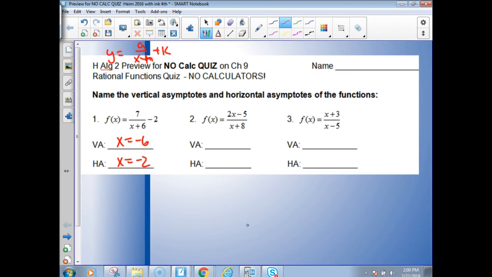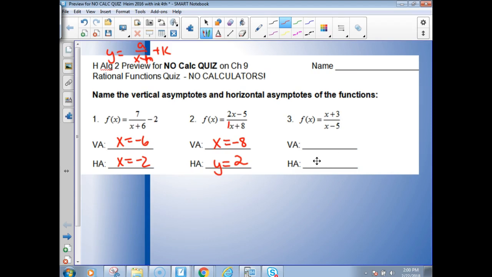Number 2, the rules for that's the kind where you got to know if it's top heavy, bottom heavy, etc. For that one, the numerator and denominator have the same weight. What makes the denominator 0 though is -8, so that's going to be your vertical asymptote. Your horizontal asymptote, you see it's got x to the first on the top, x to the first on the bottom. So you look at the coefficients and you say 2 over 1 would equal y equals 2 for a horizontal asymptote.